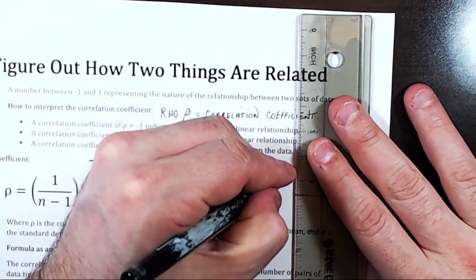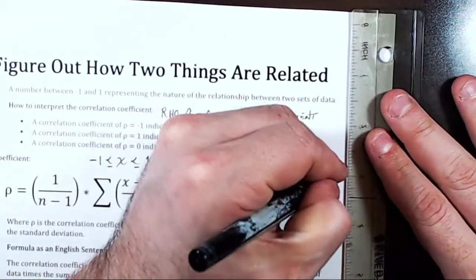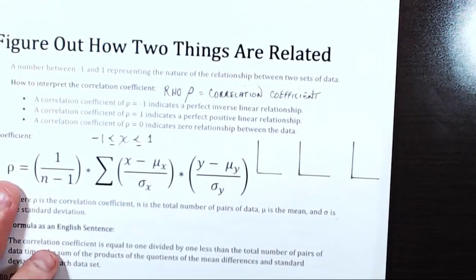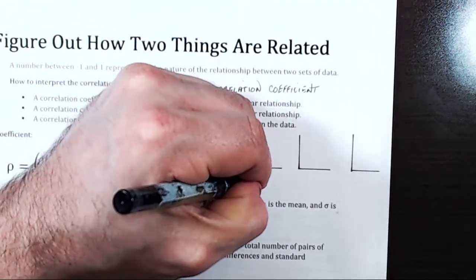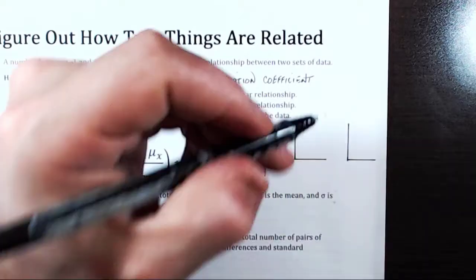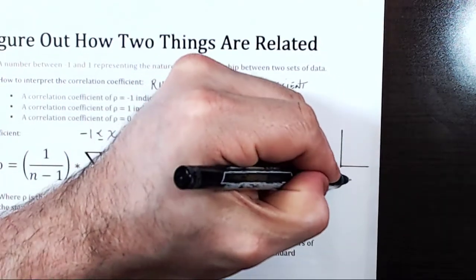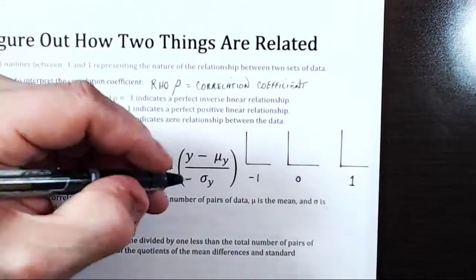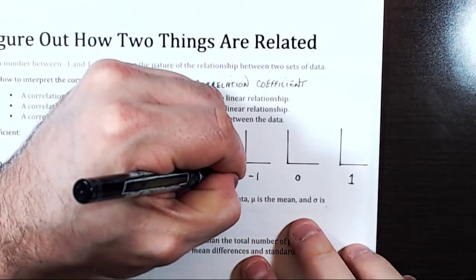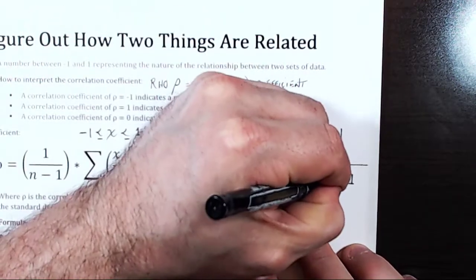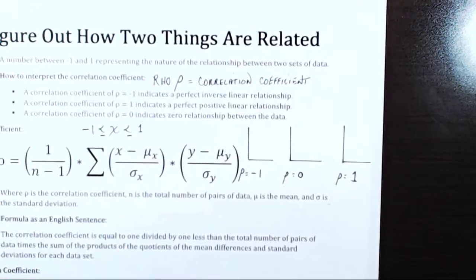I'll just draw these 3 little graphs and it will explain everything. Okay, so this will be the graph for a correlation coefficient of -1. This will be the graph for a correlation coefficient of 0. And this will be the graph for a correlation coefficient of 1. So here, rho equals -1, rho equals 0, and rho equals 1.